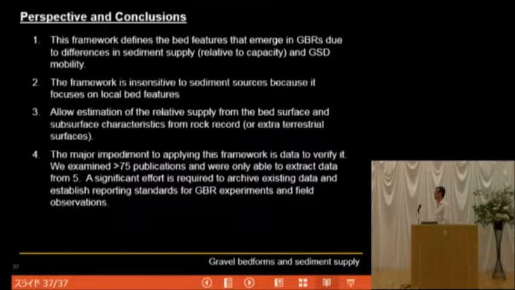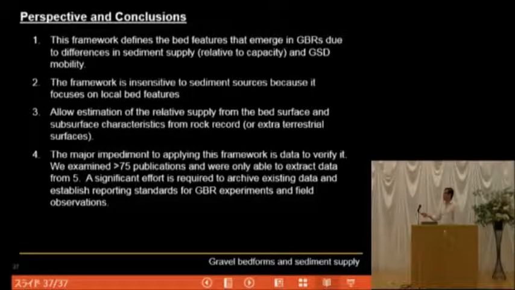So, just a few perspectives and conclusions. The framework that we've defined here seems to separate out the different bed features that we see in gravel bed rivers due to differences in sediment supply, relative to capacity, and the grain size distribution mobility. The framework that we define here is insensitive to sediment sources because it only focuses on local bed features, right? That is, features that are larger than the grain scale, but much smaller than the channel scale.